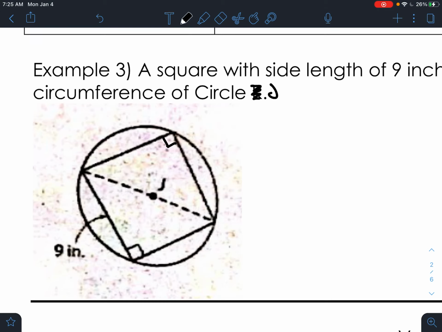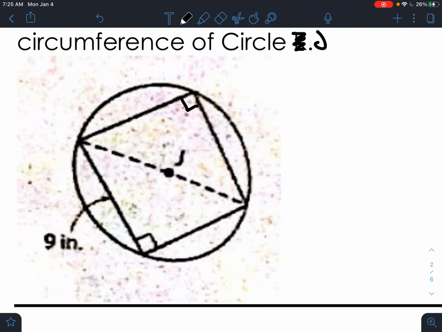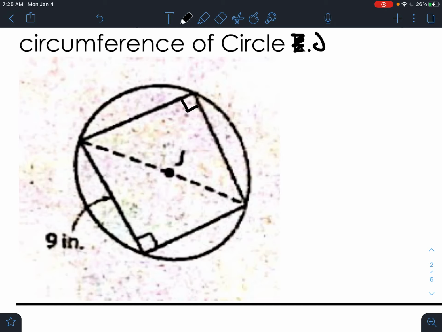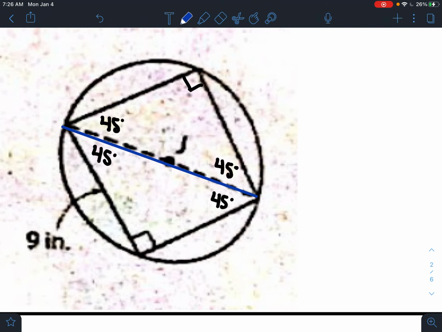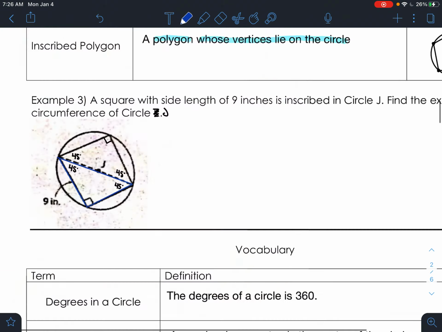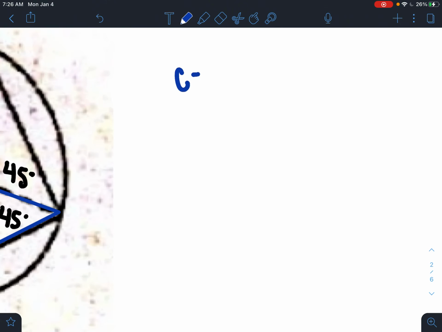So we could do this multiple ways, but I'm going to recognize that if this is a square, then what we're doing here is making 45, 45, 90 triangles. So these are 45, 45, 90. This is also 45, 45, 90. And what we're just going to focus on is this triangle right here. And what we need to find in order to find the exact circumference is we're going to use C is equal to pi d. So I need to find my diameter.